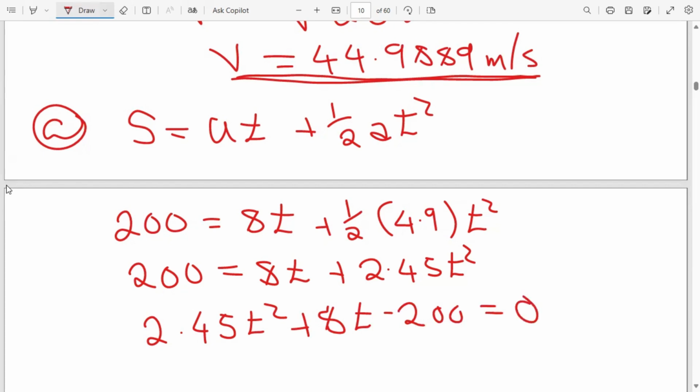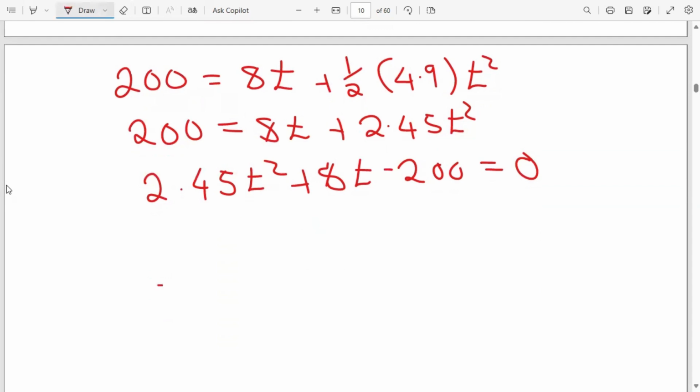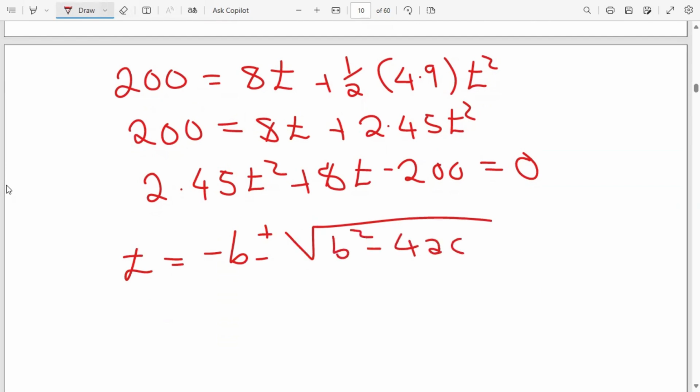So now we have this quadratic equation. So what are we going to do now? We are going to use the quadratic formula to calculate t. And what does the quadratic formula state? t will be equal to negative b plus or minus the square root of b squared minus 4ac, and everything from here over 2a. So this is the quadratic formula, and we can now just start to plug in.